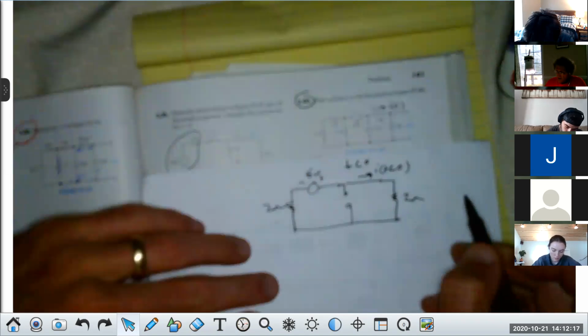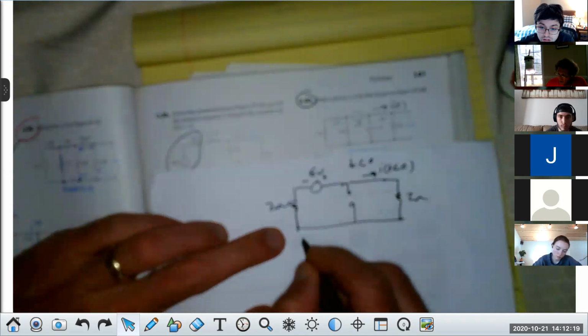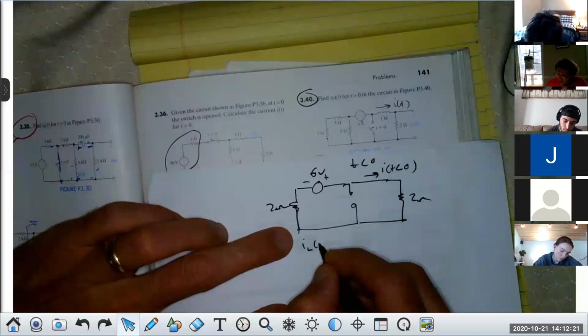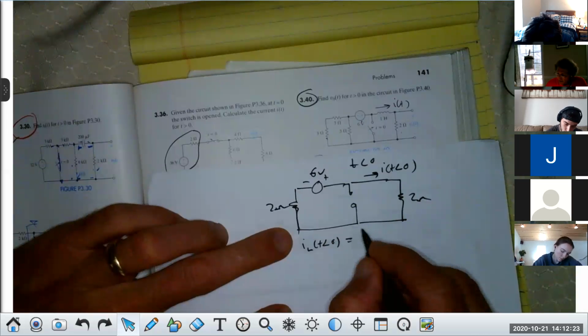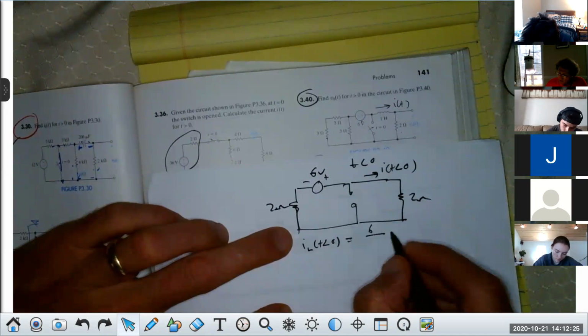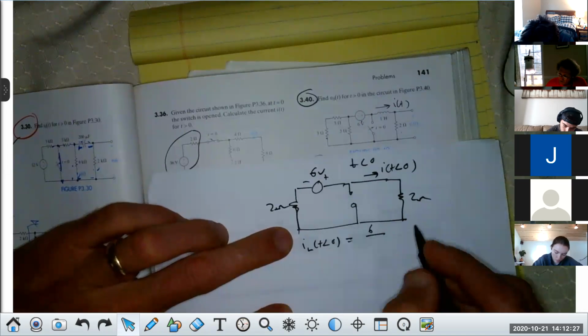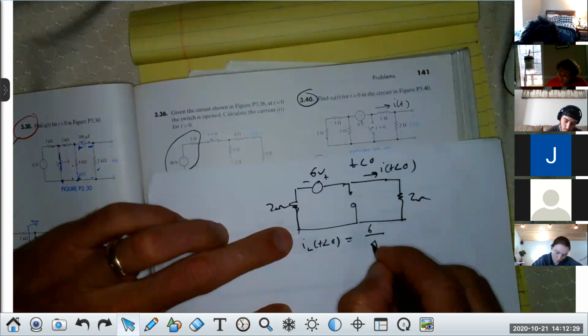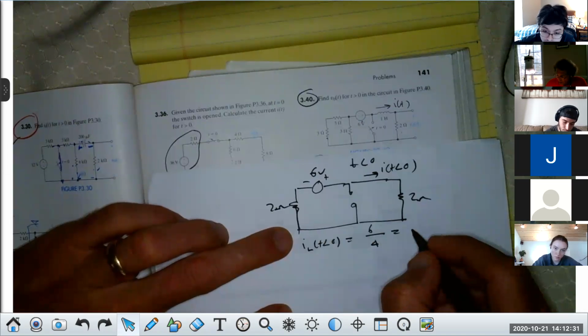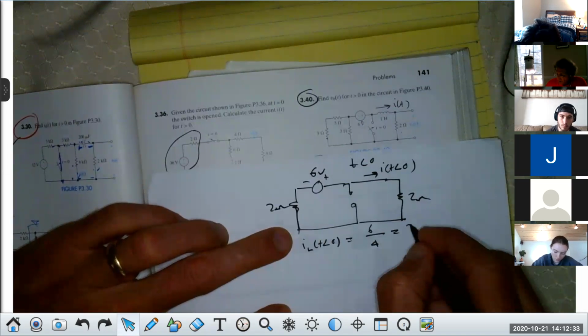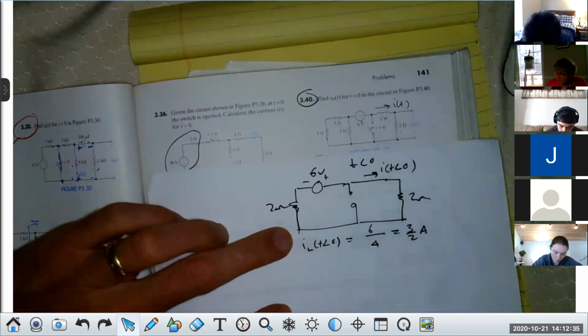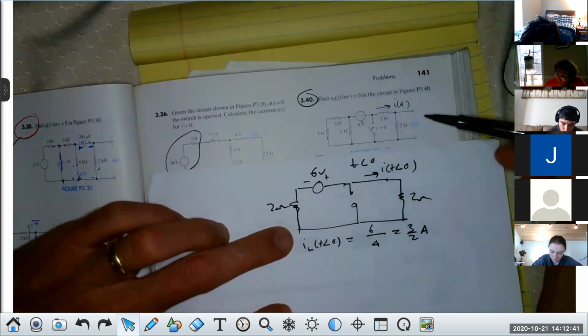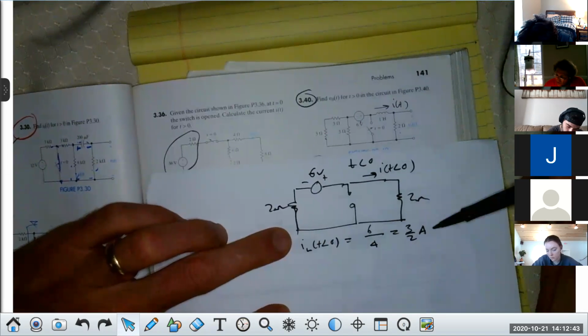So when I look at this, if I want this current, I, through the inductor for t less than 0, that's going to be 6 volts pushing current this way, divided by 4 ohms, or it would be 3 over 2 of an amp. Do you all agree with that? That's the first thing. Take a good look. That's this problem. You all get this for the current for t less than 0?